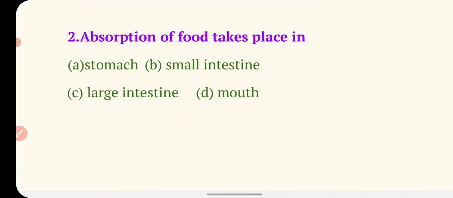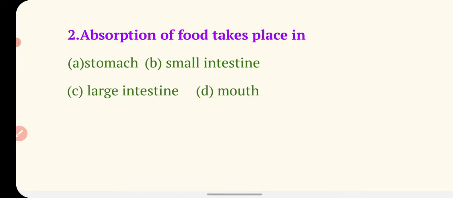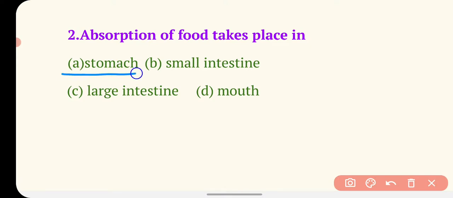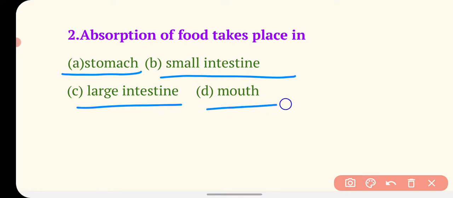Now the next question is: absorption of food takes place in. So here are some names of organs, and you have to find out in which organ the absorption of food takes place in our digestive system. The option 1 is the stomach, second is small intestine, third large intestine, and fourth mouth.